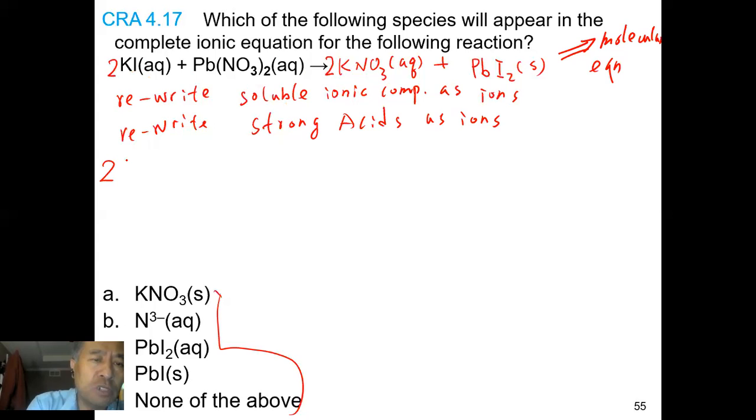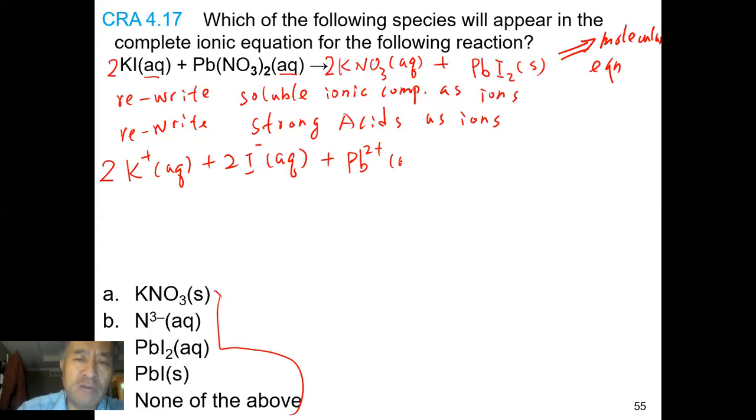So the first reactant is a soluble ionic compound, so therefore you rewrite it as ions. And you have 2 K1 plus aqueous, then you have 2 I1 negative aqueous. This is what we mean by rewriting those soluble ionic compounds as ions. The second reactant is also soluble, because this is the aqueous state. Aqueous state means soluble. Ionic means you have a metal in it or you have ammonium ion. So this will be rewritten as Pb2 plus, only one of this, plus two nitrate NO3 one negative.